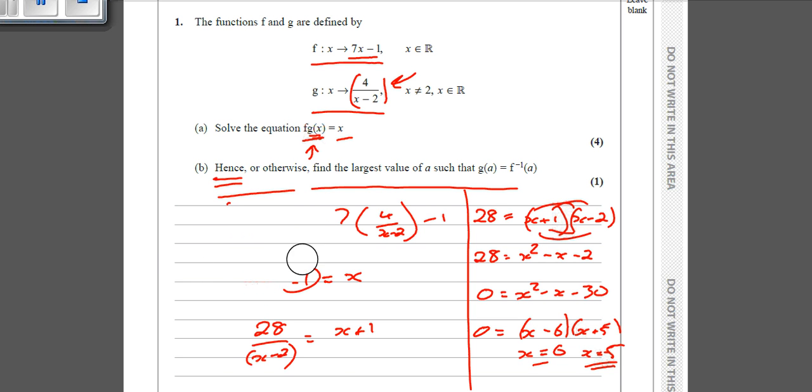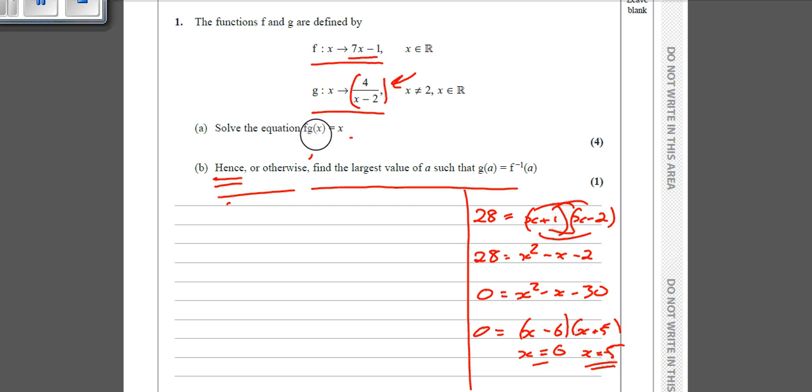No, it says hence or otherwise. It means that you can use a different method if you wish, but hence means that you should be looking at the previous answer. So if we've got here f of g of x equals x, then to get rid of this f, we're going to do f to the minus 1. So if you do f to the minus 1 on this side, f to the minus 1 on this side, what you've actually got is g of x equals f to the minus 1 of x, except just with a different letter.